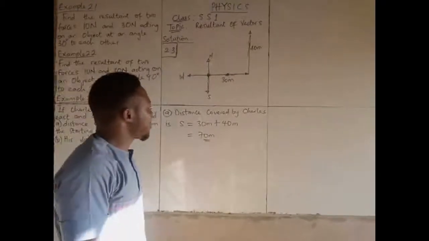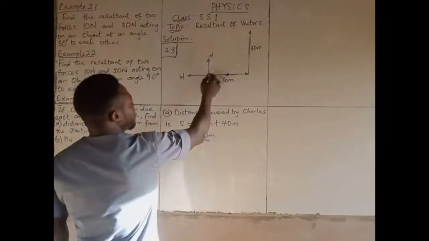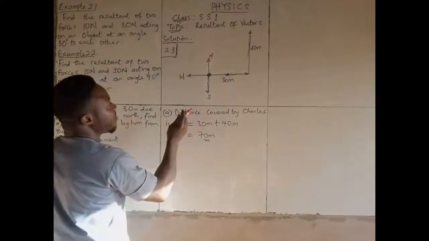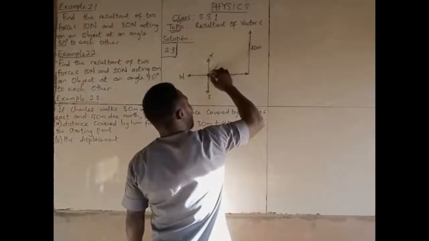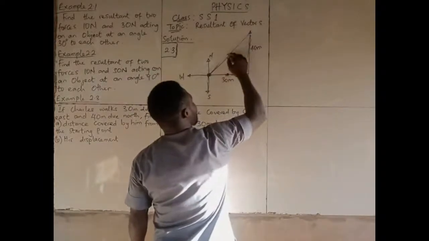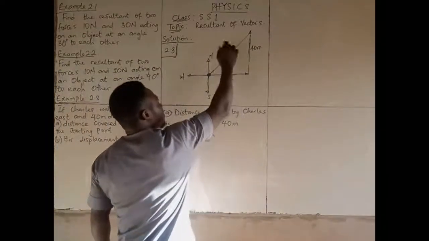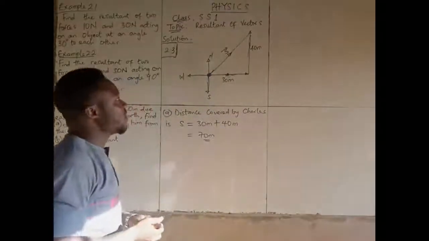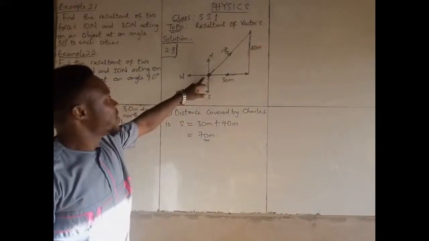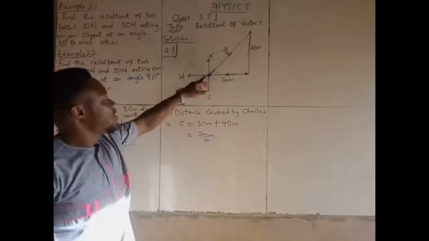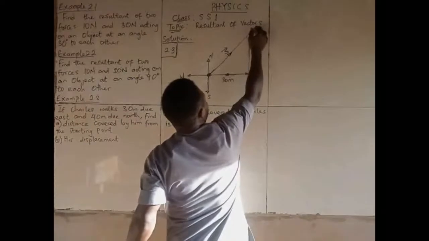But for us to find the displacement of Charles from the starting point, this is the starting point. To find his displacement simply means, instead of going this way and going this way, can't he just move straight to his destination, which means you are looking for the resultant of Charles. This resultant, which is called the displacement of Charles, is a vector quantity, and it represents the shortest distance from the starting point to the stopping point. So where he is going to, let's call it point X.